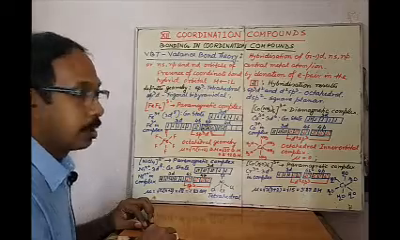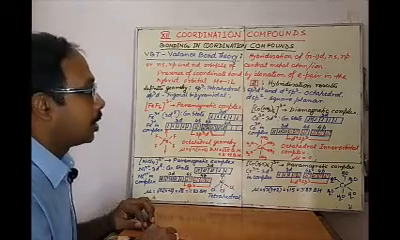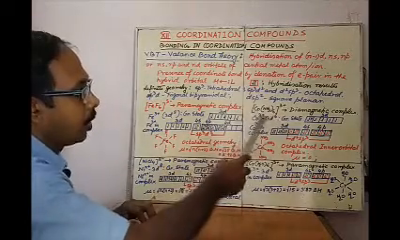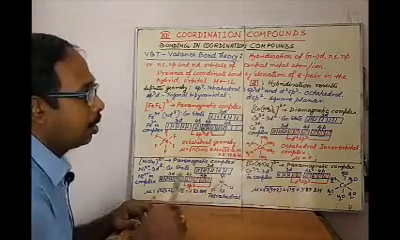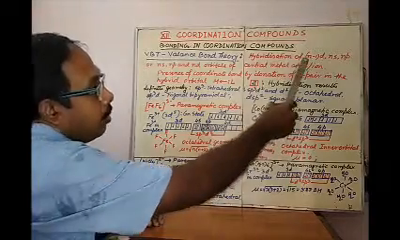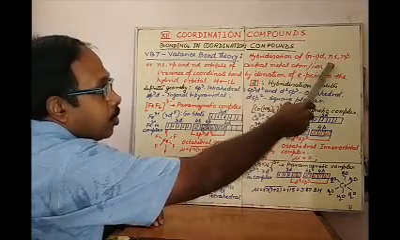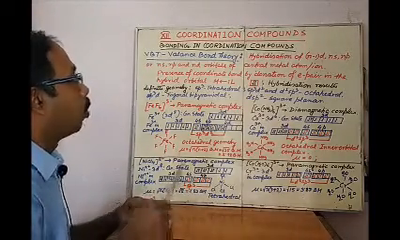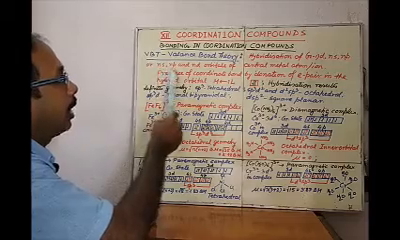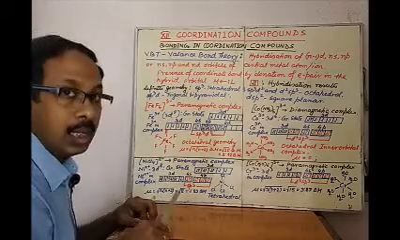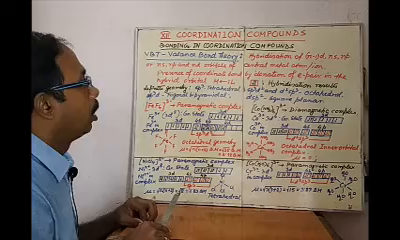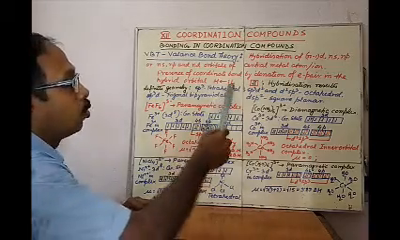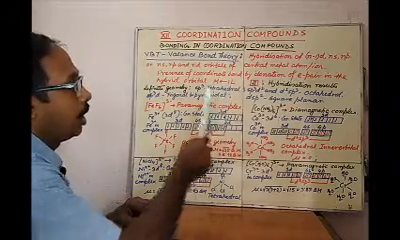For that, it is considered that the central metal atom or ion, like say in this complex, cobalt is the central metal ion, its (n-1)d orbital, ns orbital and np orbital can be hybridized, or the ns orbital, np orbital and outer nd orbital can be hybridized to form hybrid orbitals in which the ligand donates its lone pair of electrons.